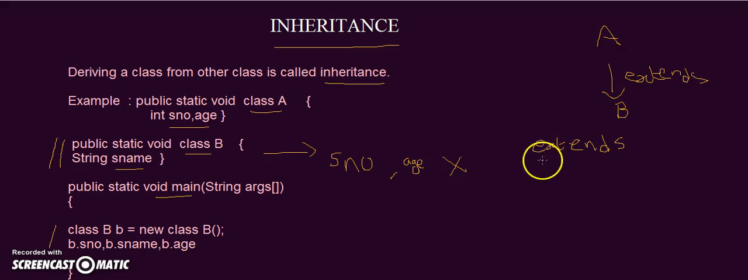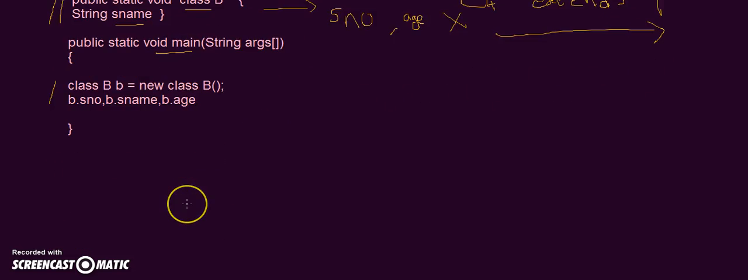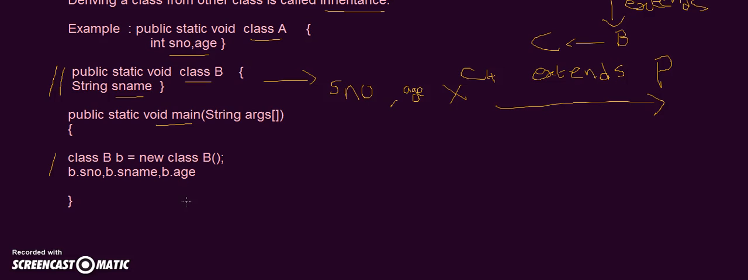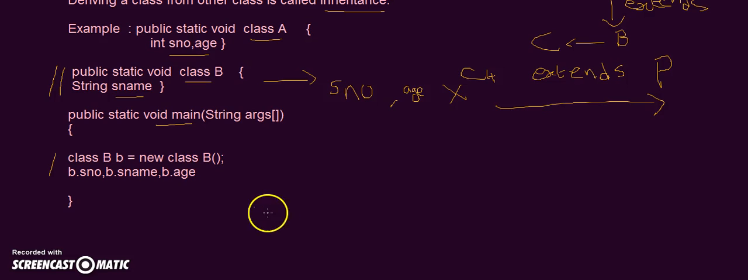The syntax for this: the class which we have derived, we call that a child class. The class from which we have derived is called a parent class. So the syntax is: child class extends parent class name. This is the syntax for declaring a class with the inheritance property. Now here I have changed the syntax of class B like this. So you can change the syntax of class B.